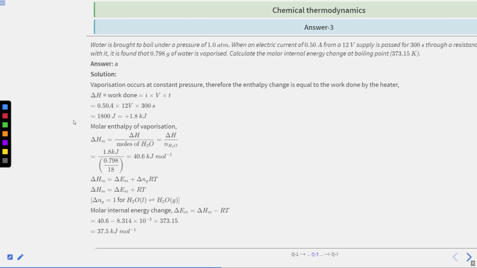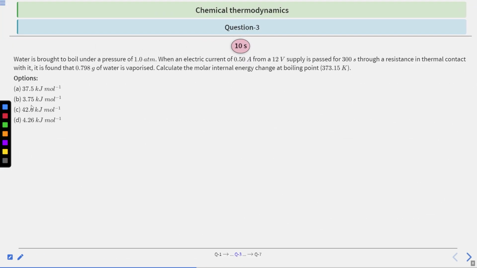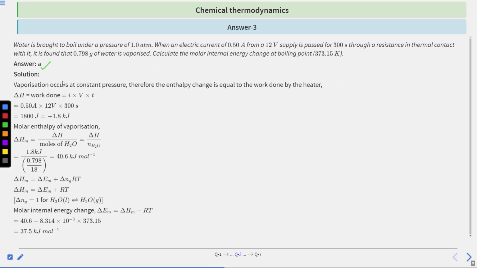Okay, so the correct answer will be option A, that is 37.5 kilojoule per mole. So let's see how it will be. Vaporization occurs at constant pressure. Therefore, the enthalpy change is equal to the work done by the heater.